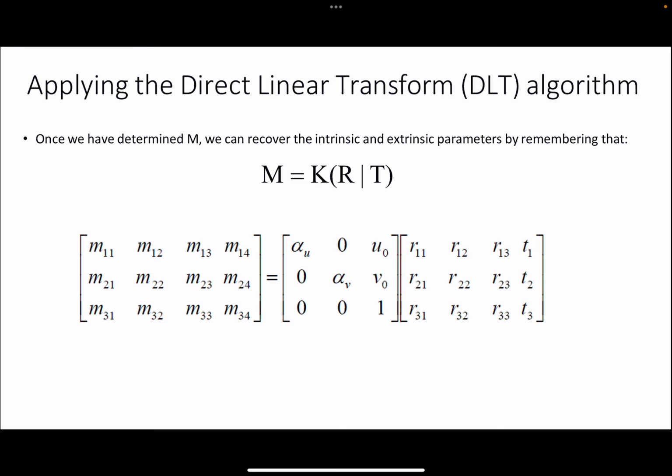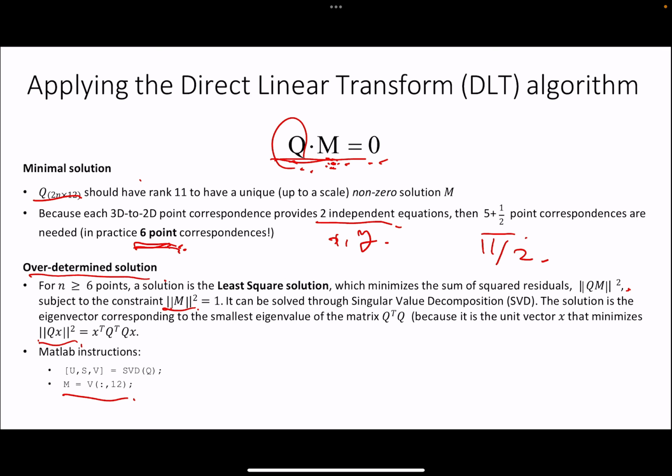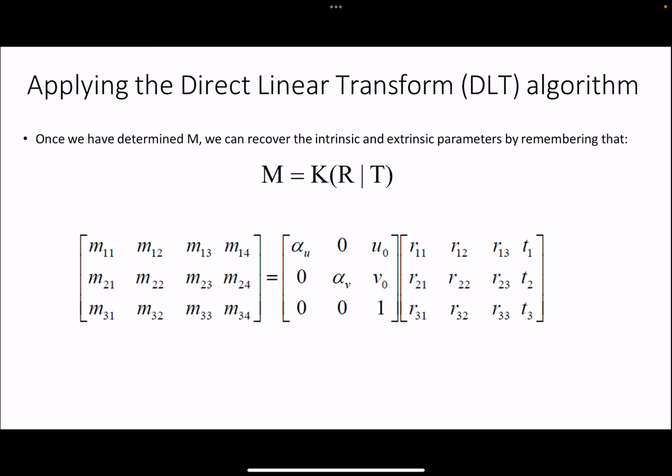Anyway, if we follow this approach, we can get matrix M. But what we actually need is K and RT, two different matrices, not M. So we need to further decompose M into the intrinsic matrix and the extrinsic matrix. Once we have determined M, unfortunately, that is not the end. We need to do something more. We can recover the intrinsic and extrinsic parameters by remembering that M is a multiplication between the intrinsic matrix and the extrinsic matrix.